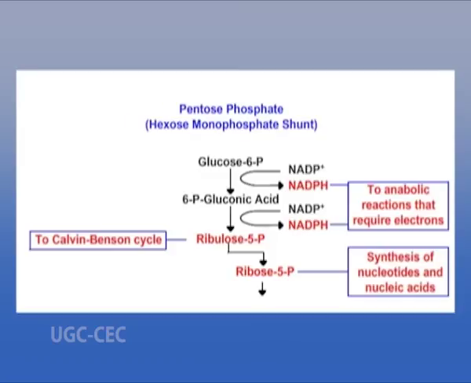NADPH is the universal reductant in anabolic pathways. This pathway is called the pentose phosphate pathway (PPP). It is also called the hexose monophosphate shunt. Still others call it the phosphogluconate pathway.